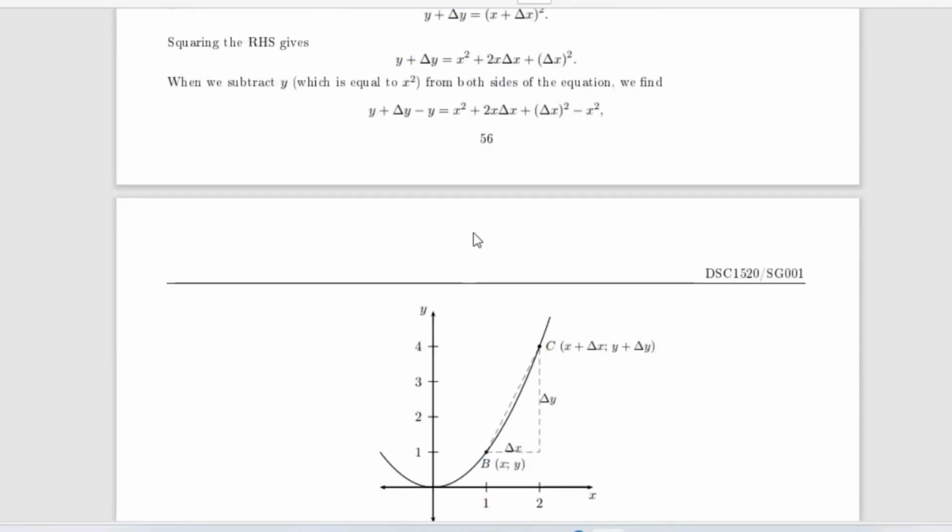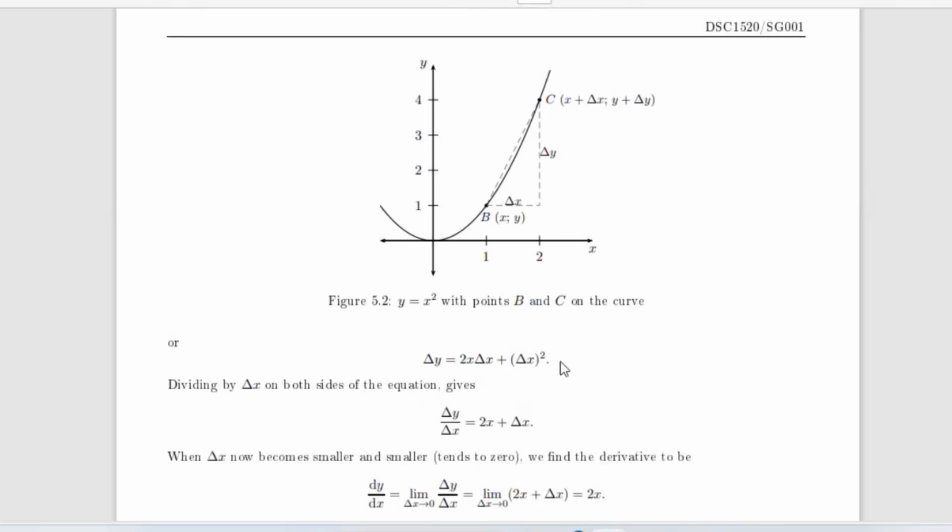Change in y. This y will cancel with this y. Do we agree? This x squared will cancel with this x squared. On the left-hand side, the y will disappear. Do we agree? Yes. On the right-hand side, the x squared will disappear. Then on the left-hand side, we'll be left with change in y, which is that one. Then on the right-hand side, we'll be left with 2x change in x plus change in x squared.